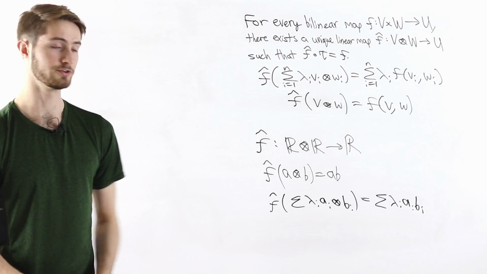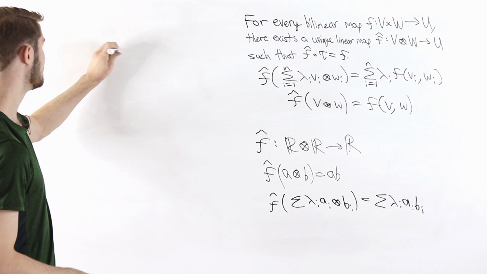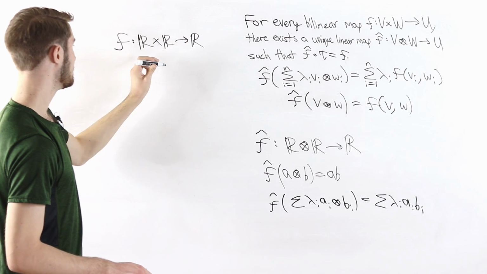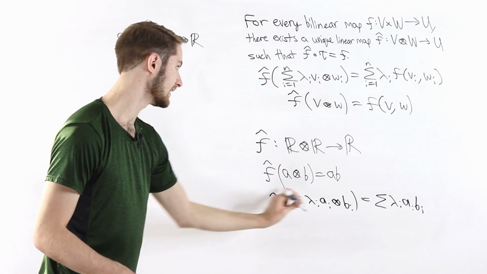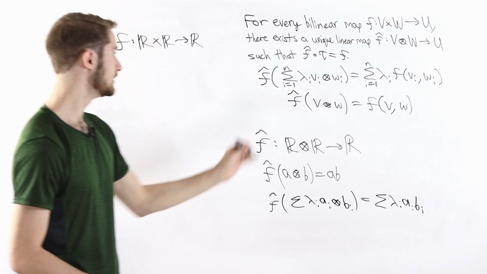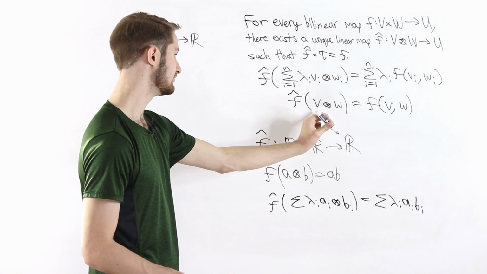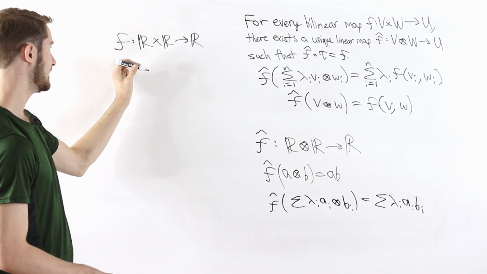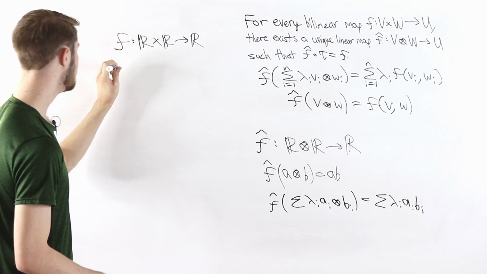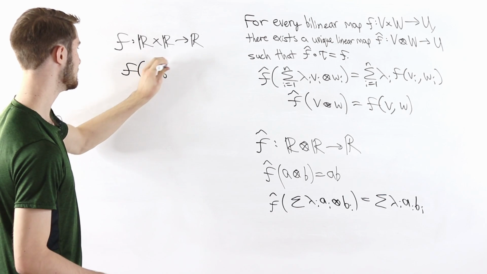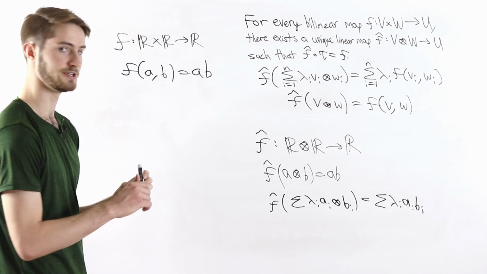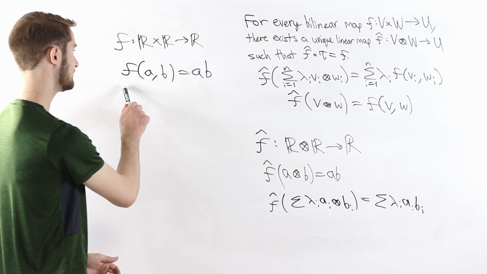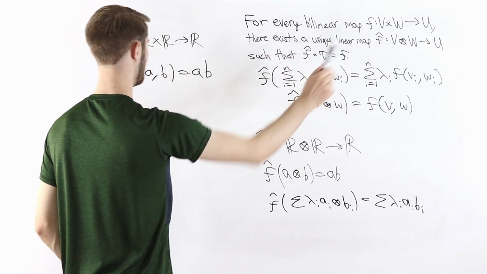In order to apply the universal property, I'm first going to consider a map f from R cross R to R. And I want a map here that's going to give me the f hat down here. Now remember, we know with the universal property that f hat of v tensor w equals f of v comma w. So if I want this map f to give me the f hat down here, I need to define f of a comma b to be equal to a times b.